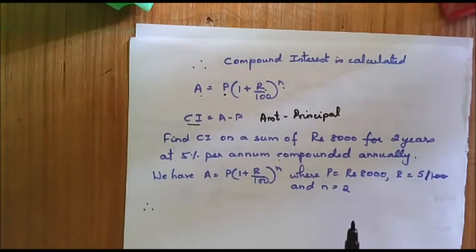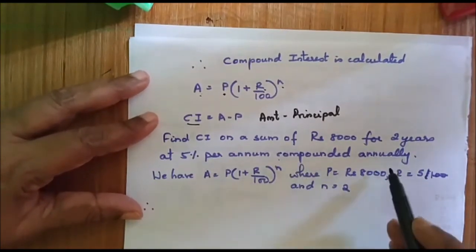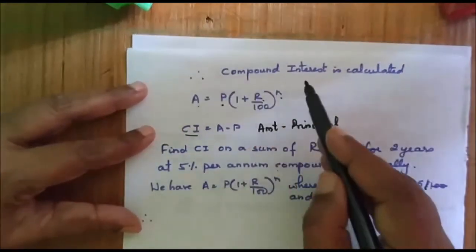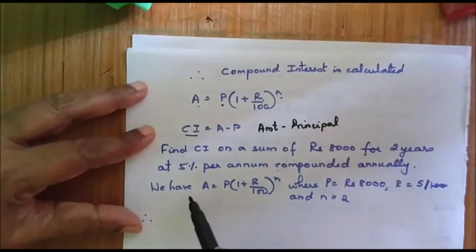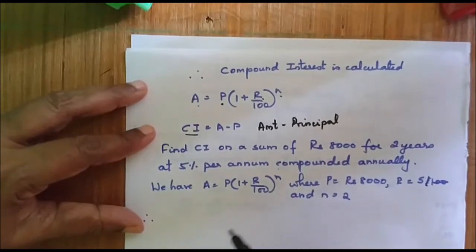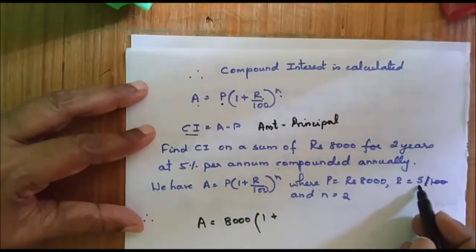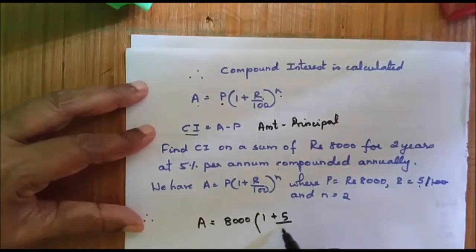If they say calculate the interest, calculate the simple interest, then you have to use the formula for simple interest. But when you see the word compounded annually, you have to make use of the formula for compound interest. What are we given? A equals P into (1 plus R by 100) to the power n. So A equals, what is the principal? It is 8,000 into 1 plus, what is the rate of interest? 5%. So 5 by 100, number of years is 2.